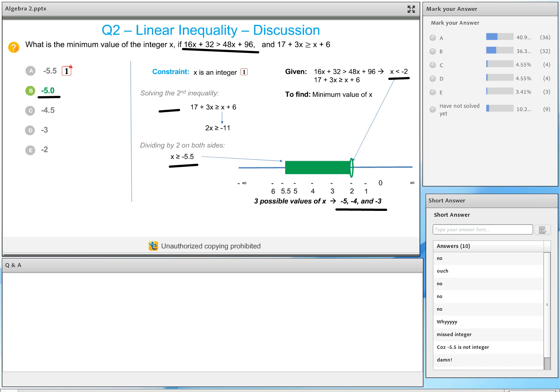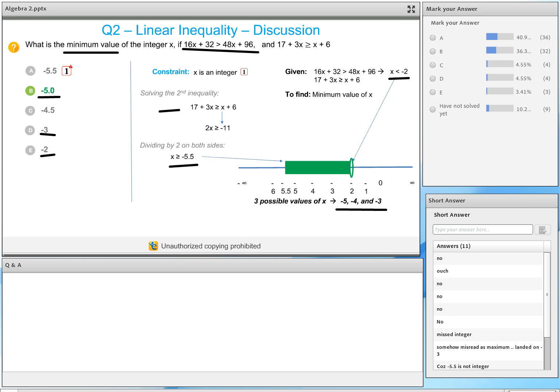Now, for those of you who selected choices E or D, again, minus 2 is not included in the solution. So you have to be very careful with inequalities. When is it less than or when is it less than or equal to? Likewise, when is it greater than or when is it greater than or equal to? Okay. So for those of you who selected minus 3, quite a few, 4 of you who selected choice D, you did not pay attention to the fact that it was the minimum value. Minus 5 is smaller than minus 3. So you somehow misread it as maximum. Again, have to be very, very clear about what it is that the question is asking you to find out.